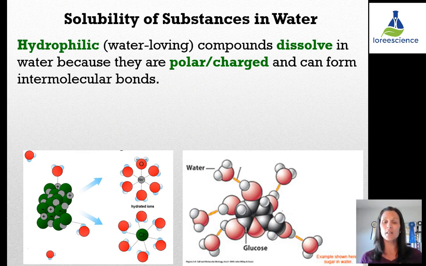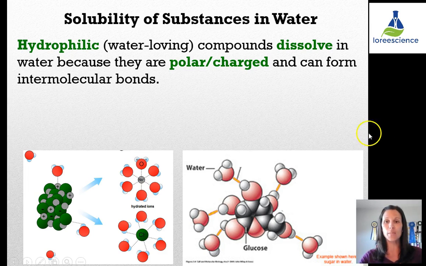So hydrophilic, another word for water-loving compounds, will dissolve in water because they're polar or charged and can form intermolecular bonds. So let's take a look at salt or sodium chloride down here. Now these ions are positively and negatively charged, meaning that they attract the dipoles of the polar water molecule. So the chloride ion attracts the hydrogen of the water and the sodium cation attracts the oxygen. Now water can make those bonds, therefore separating them, which is essentially all dissolving or solubility is, to separate or to disperse a substance.